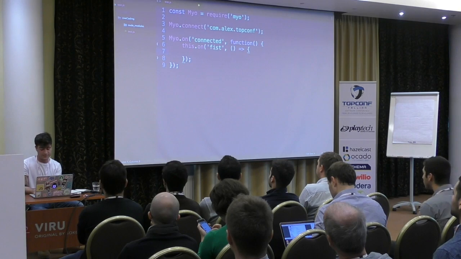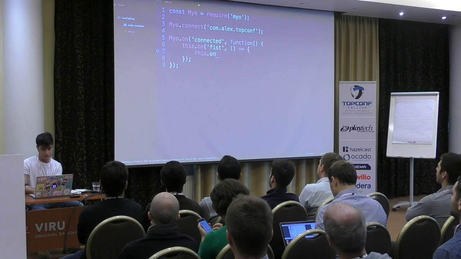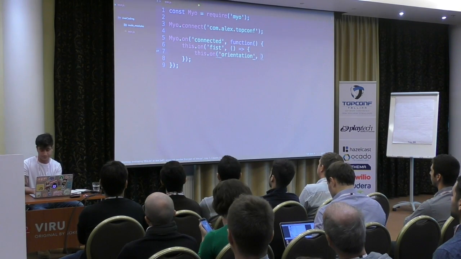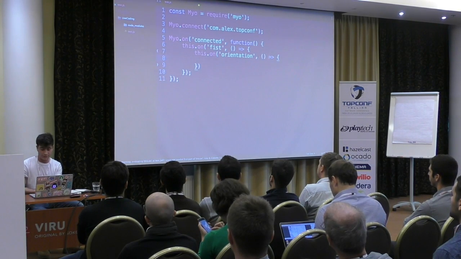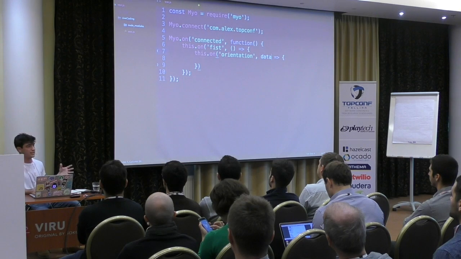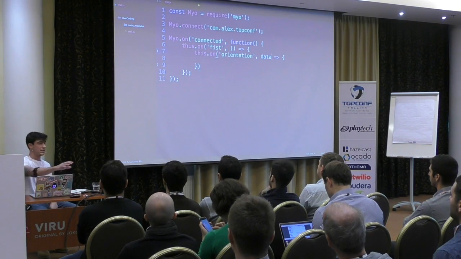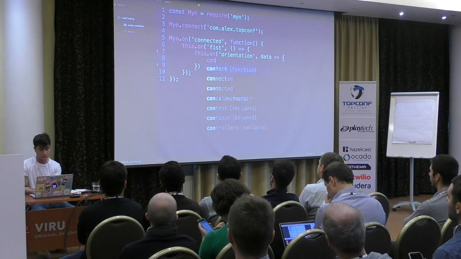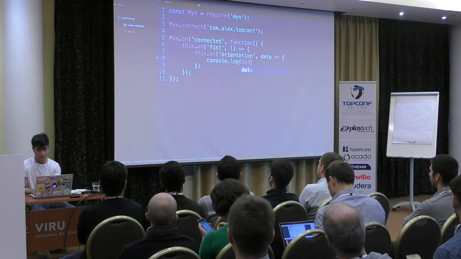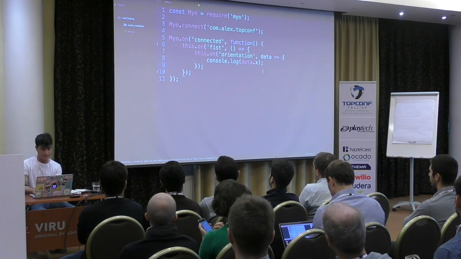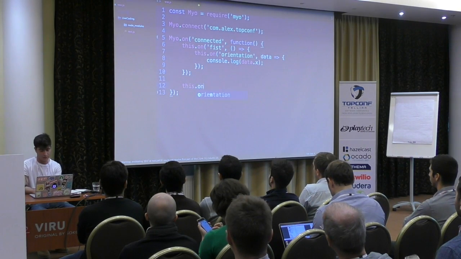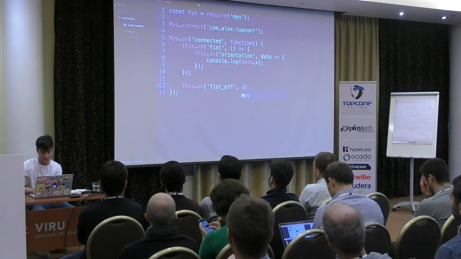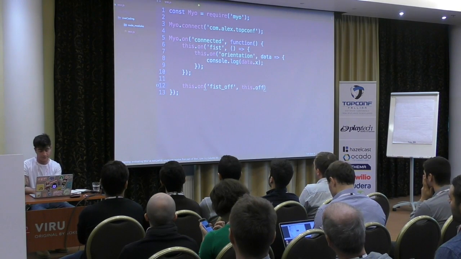So when you perform a fist, I want to create another event called orientation, so another listener. Orientation gives us data, which is an object with Z, Y and X, the actual orientation of your arm. What we want to do is console log the rotation of your arm, which is on the X. Then we want to put another event listener on fist off. So when fist off, I want to do Myo.off orientation.